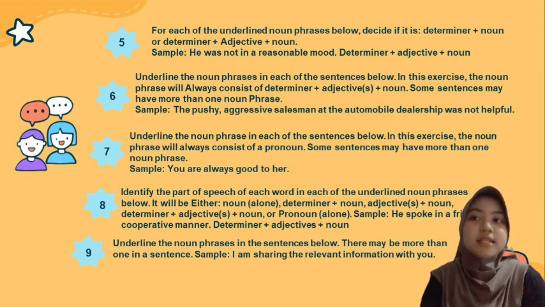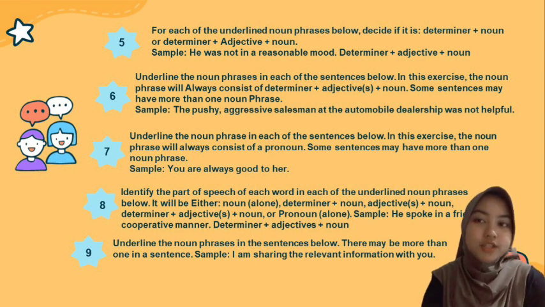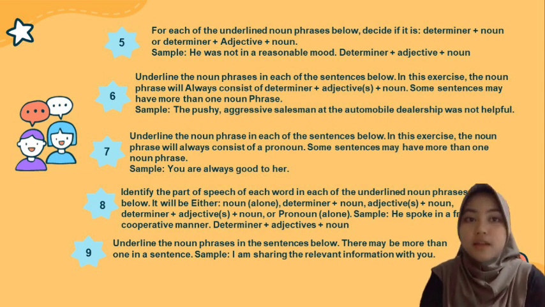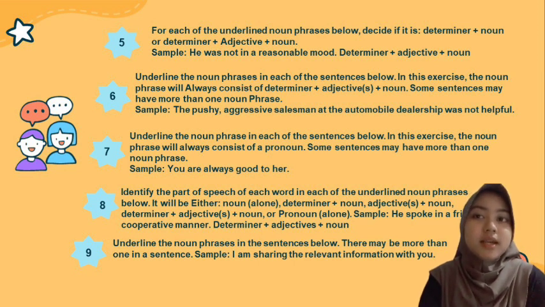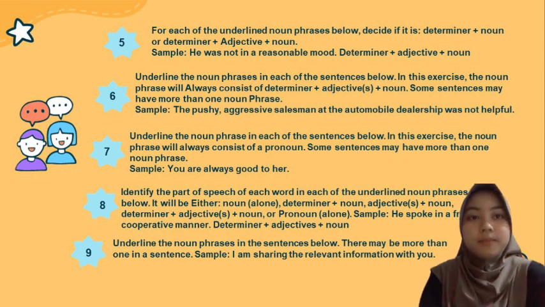Next, number 6, underline the noun phrases in each of the sentences below. In this exercise, the noun phrase will always consist of determiner plus adjectives plus noun. Some sentences may have more than one noun phrase. Sample: The pushy, aggressive salesman at the automobile dealership was not helpful.